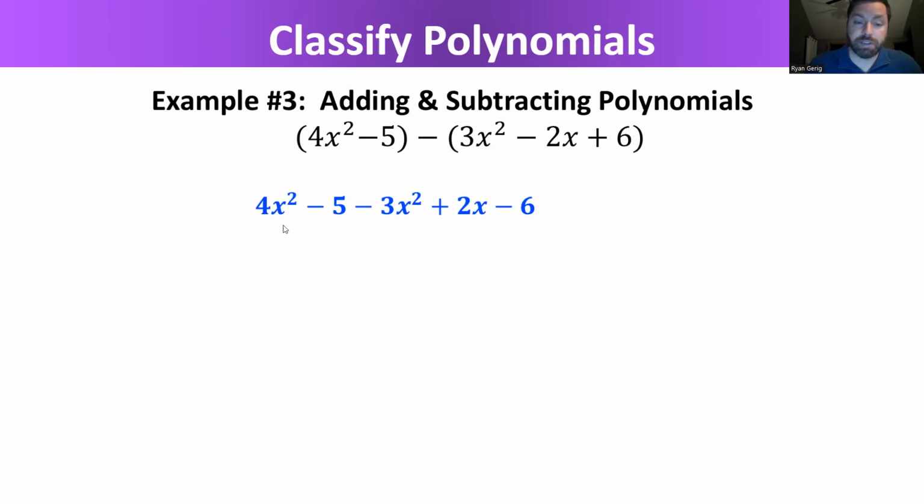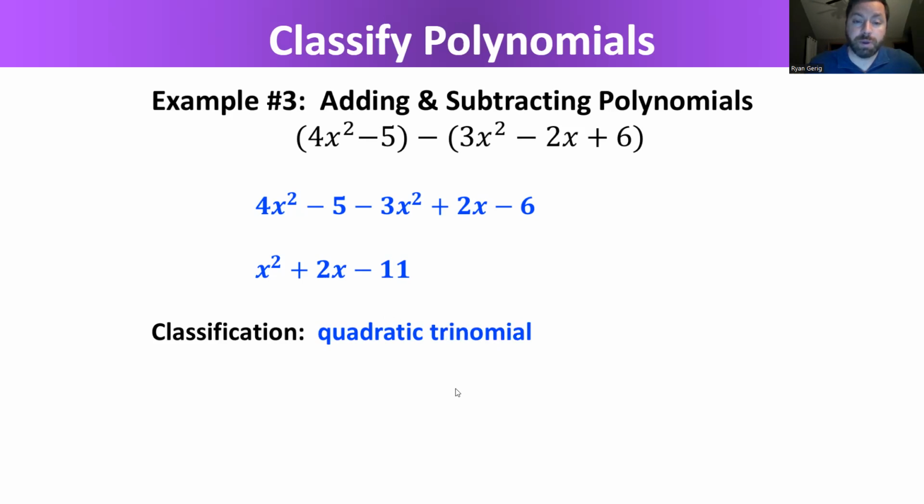Now I just combine like terms. So 4x squared minus 3x squared is 1x squared, or just x squared. 2x, there's no other x, so I'm just going to put 2x, and then negative 5 minus 6 is negative 11. Let's classify this. It's a quadratic because it's got a biggest exponent of 2, and it's got 3 terms, so it's a trinomial. So it's a quadratic trinomial.